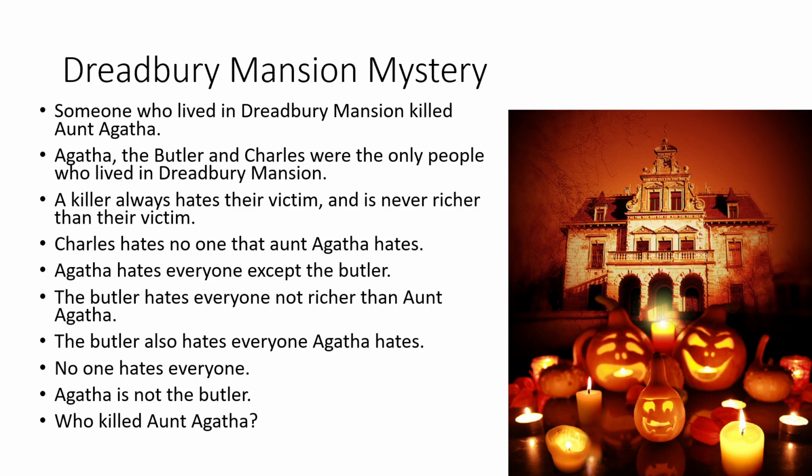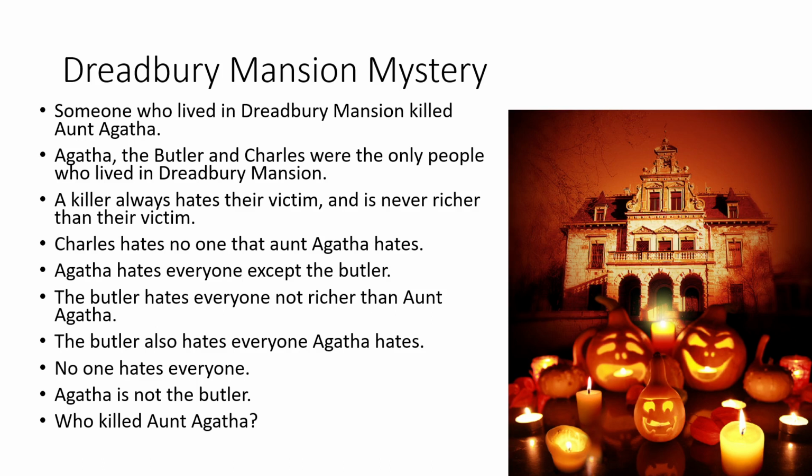So here we have the Dreadberry Mansion mystery. Someone who lived in Dreadberry Mansion killed Aunt Agatha, and Agatha, the butler, and Charles were the only people who lived in Dreadberry Mansion. A killer always hates their victim. So we have a bunch of statements about some people, right? We have only 3 people, Agatha, the butler, and Charles. Then a killer always hates their victim and is never richer than their victim. So it's a made-up setting, but you could see that it involves some relations between people.